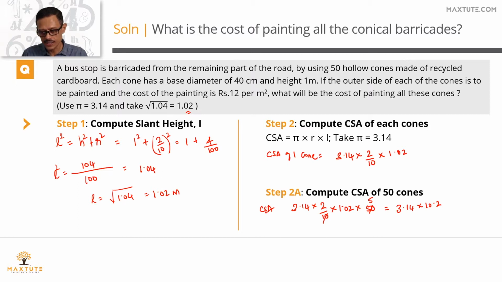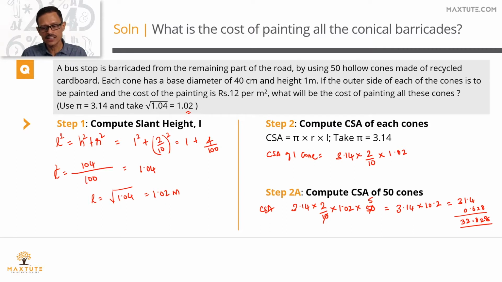3.14 into 10 is 31.4. So that's 31.4. 3.14 into 0.2, which is equal to 0.628. So 0.628. So this will give us an answer, 8, 2, 6 fours are 24, and so on. 32.028 meters square is the curved surface area of all 50 cones.